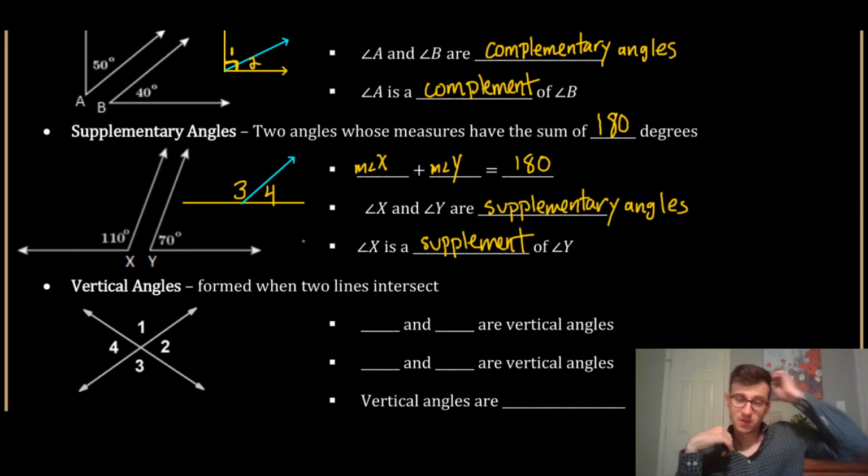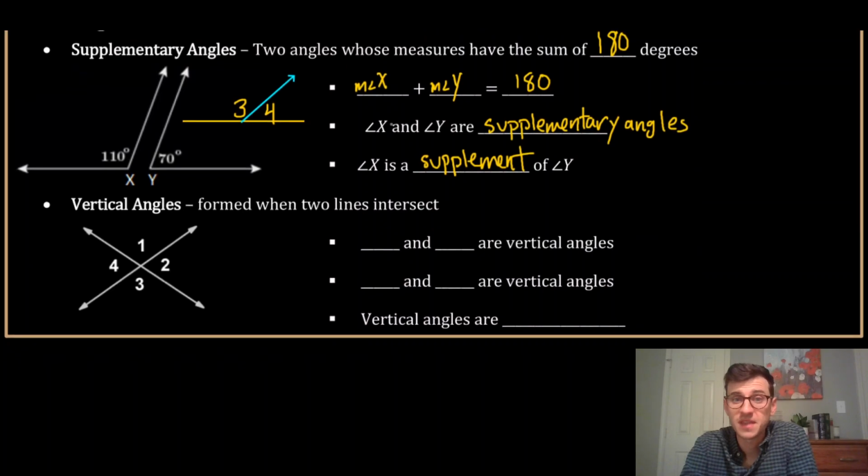Okay, so let's talk vertical angles. Complementary angles, 90. Supplementary angles, 180. Very important that you remember that. Probably get it mixed up. They sound a lot alike.